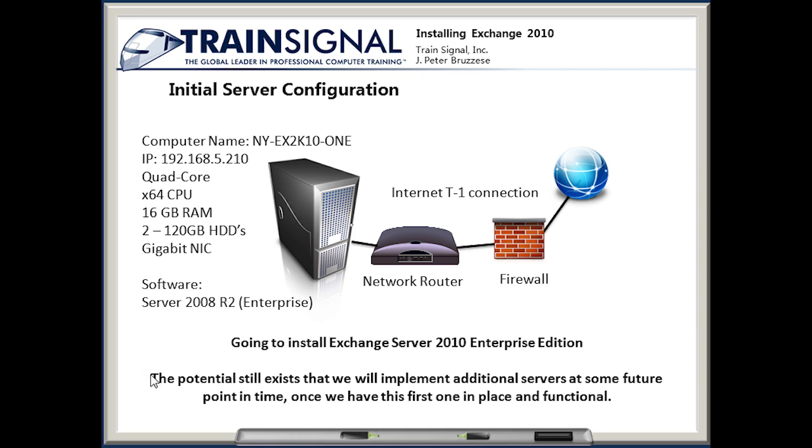It's always a good idea to map out very clearly what you're going to be implementing in your organization. Keep in mind that the potential still exists that we will implement additional servers at some future point in time, once we have the first one in place and functional. So we'll get this server up and running, and then we'll talk about the implementation of additional servers that we may want to put into play at some point in the future. Now, in case you're wondering, why did we choose Server 2008 R2 as our operating system? And then why did we choose the Enterprise Edition? And then why did we choose the Enterprise Edition of Exchange Server 2010? Not to worry, all will be made clear in good time.